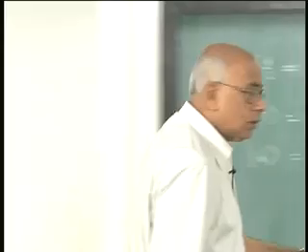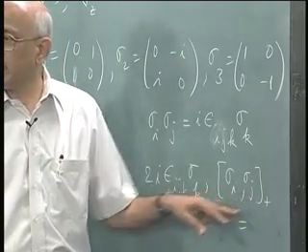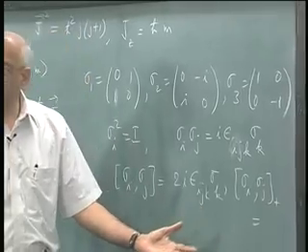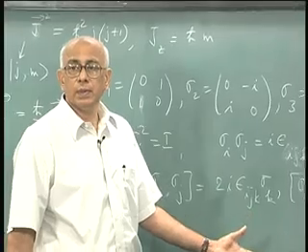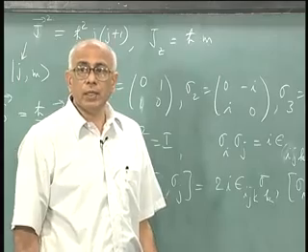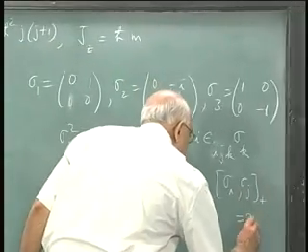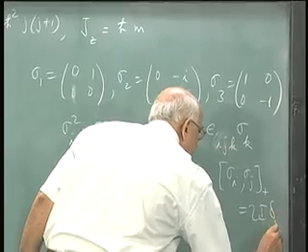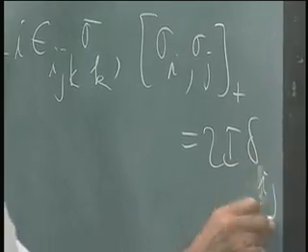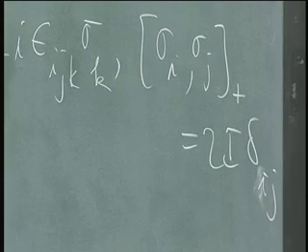So what is this equal to? This stands for sigma i sigma j plus sigma j sigma i, the anti-commutator. It is 0 if i is not equal to j, and if i is equal to j, then it is equal to 2. So what should it be? Twice the unit matrix times delta ij, the Kronecker delta.